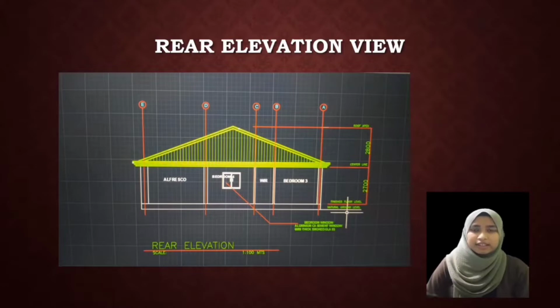Next, the rear elevation part. The rear elevation is the elevation opposite the principal elevation. At the rear view, there are the alfresco, bedroom, WIR, and bedroom four. First, I get all the information from the floor plan to know the dimensions to line the wall.